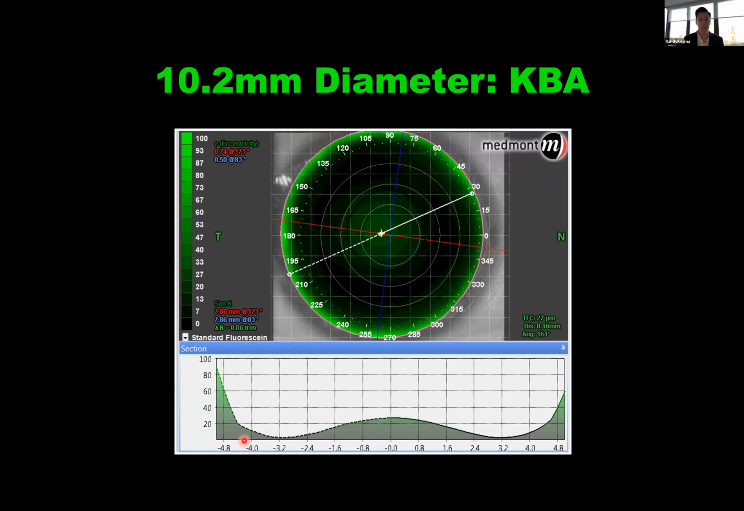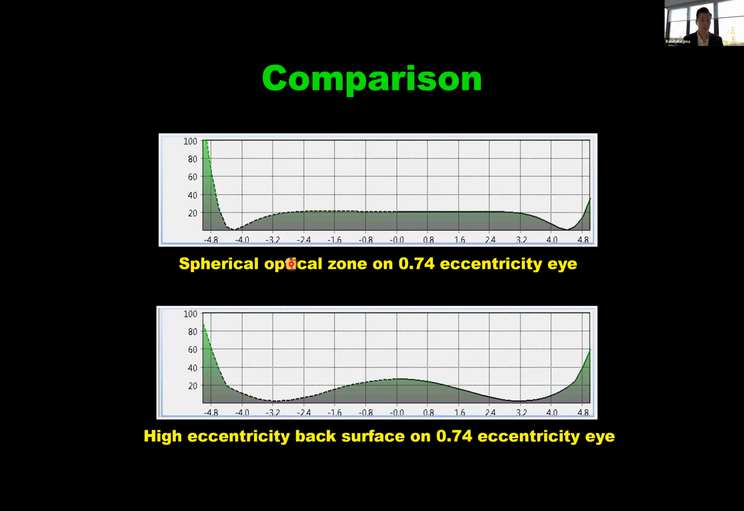Now, if you use a high asphericity lens on a high asphericity eye, then you can distribute the force over a broader area. And that's what you see here. This lens approaches the cornea in a shallow manner. It touches down gently, comes back up and creates its edge lift. So as a comparison, you see the difference between a spherical lens with zero eccentricity versus a high eccentricity lens on a high eccentricity eye. So this is one of the approaches to improve comfort.